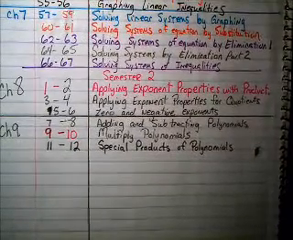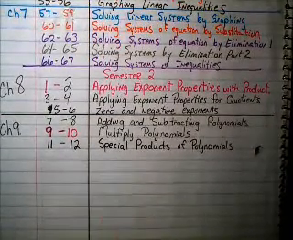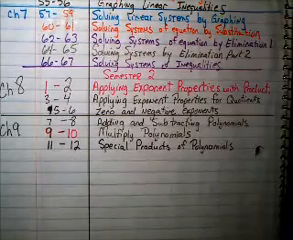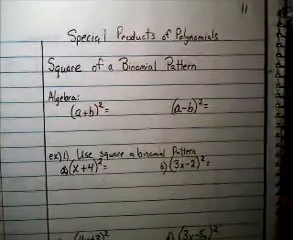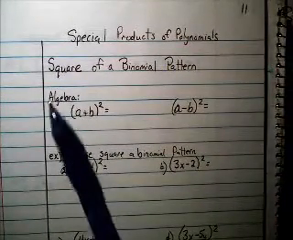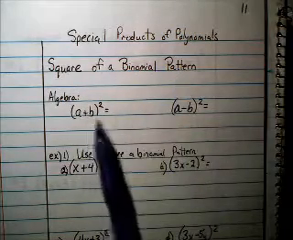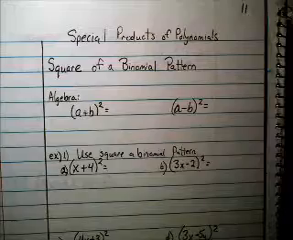Okay, here we go. Chapter 9. Next notes is special products of polynomials, page 11 and 12. So on that page it says square of a binomial. Binomial is two places pattern.